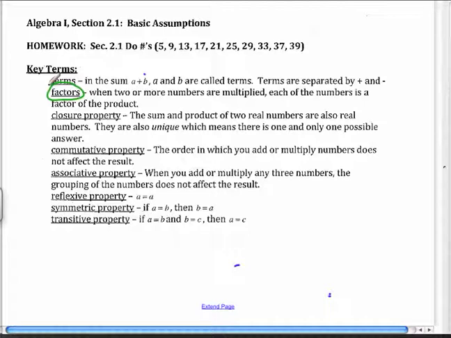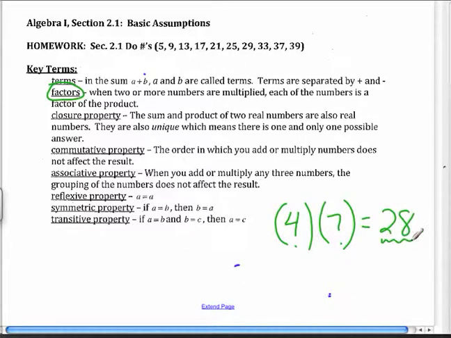Factors, it says, when two or more numbers are multiplied, each of the numbers is a factor of the product. So I'm just going to write down here, for example, 4 times 7. It says when two numbers are multiplied, the two numbers are factors of the product. So 4 and 7 are factors of 28. Okay, these are factors. All right, good job.